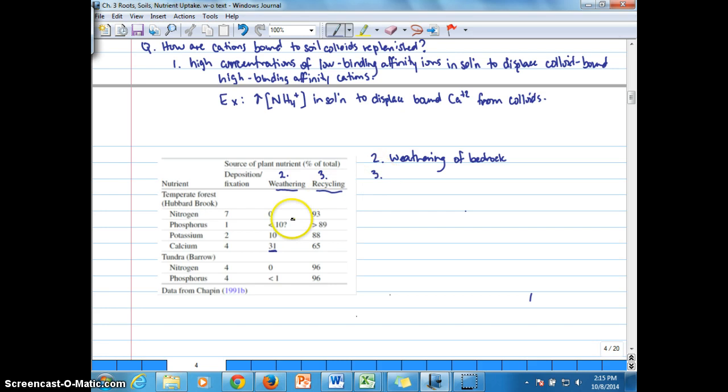But if we're looking at the relative numbers, the percent total source of a plant nutrient, most of those nutrients are coming from what they're calling recycling here. And recycling is actually decomposition and mineralization.